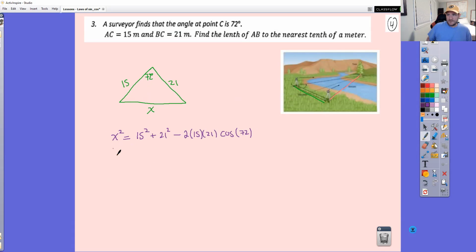Okay, great. So we got to do this in our calculator. And at this point, you can just put this whole shebang into your calculator all at once. It's not like it's going to be wrong. So I'm going to do that. 15 squared plus 21 squared minus 2 times 15 times 21 times cosine 72. Did I type it all correctly? Looks like I did.